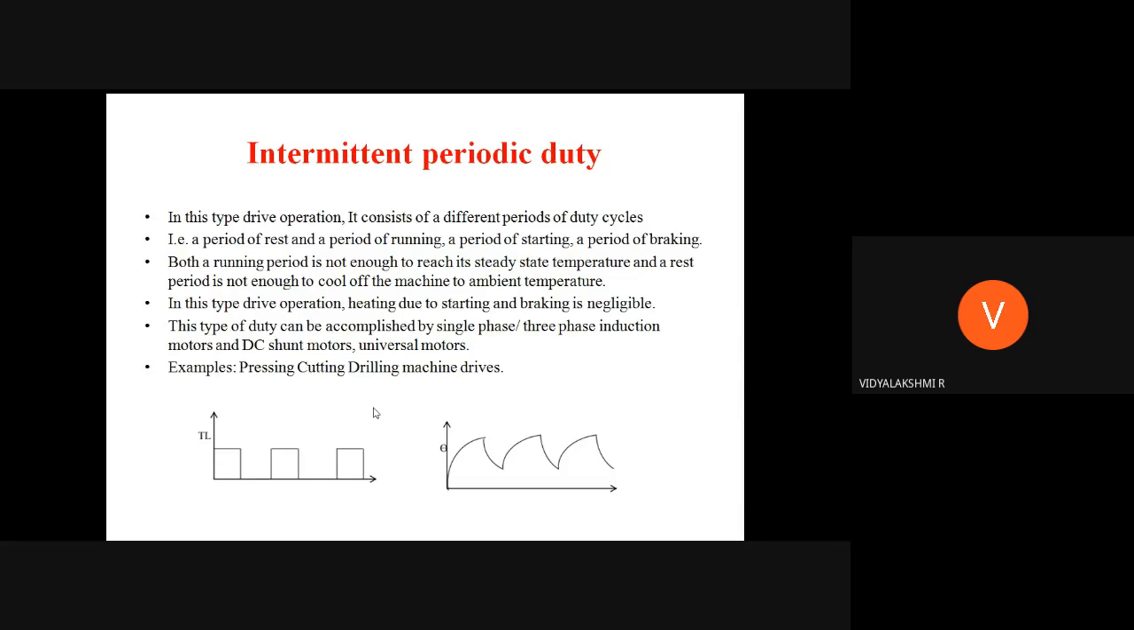The example for intermittent periodic duty is a cutting, pressing and drilling machine. In a pressing and drilling machine, we cannot run the machine continuously. We need some rest. So there we can use intermittent periodic duty.